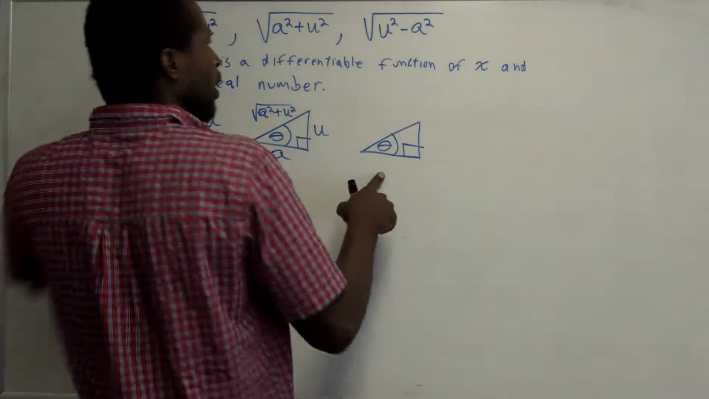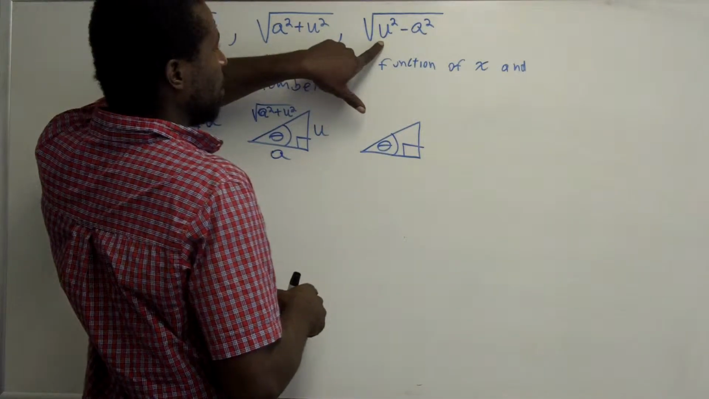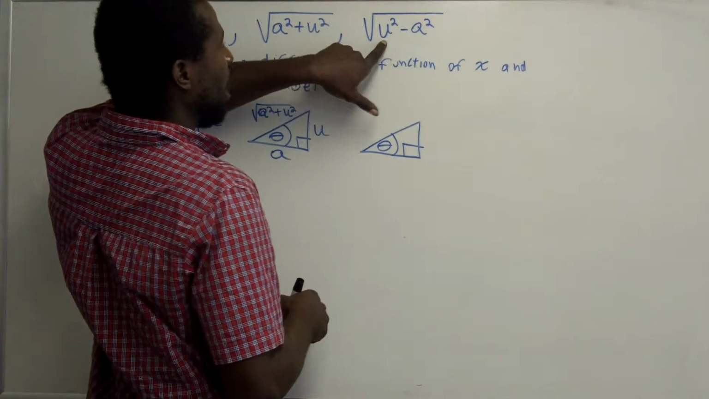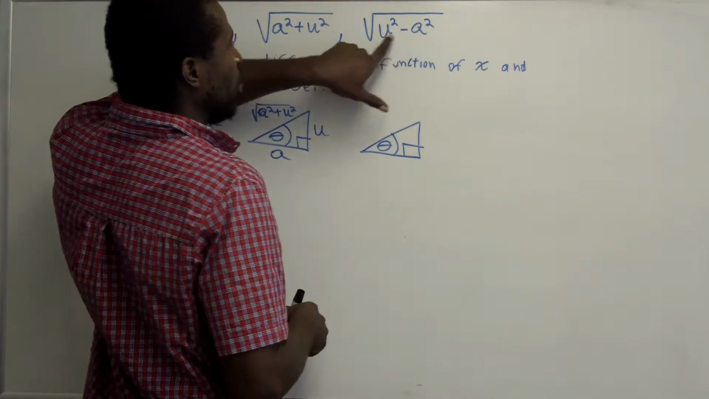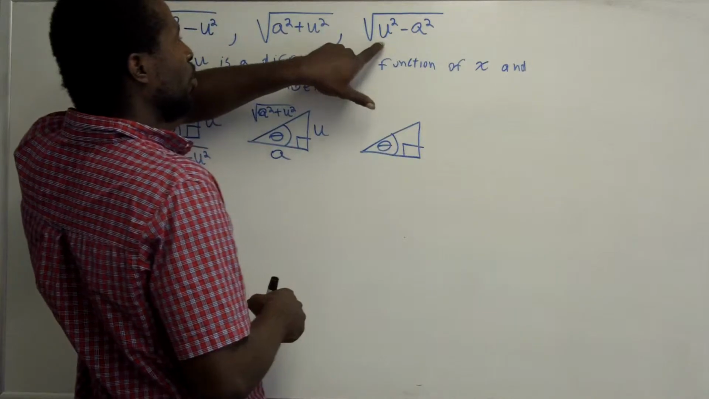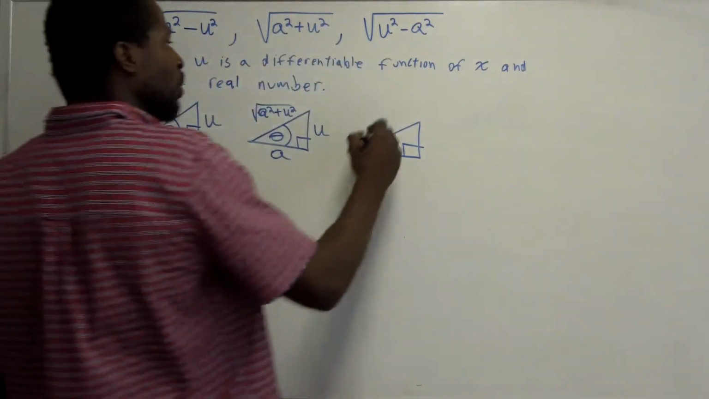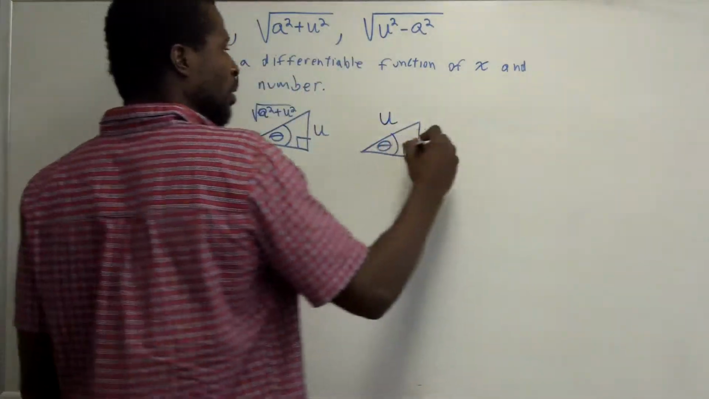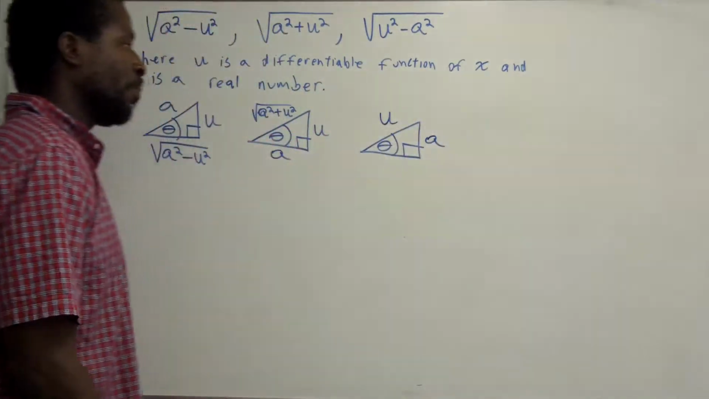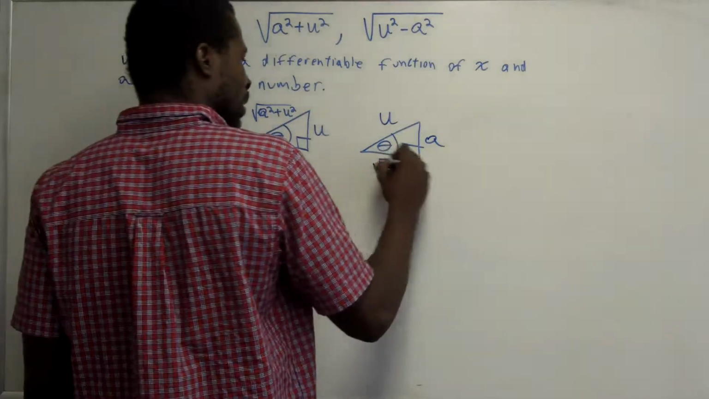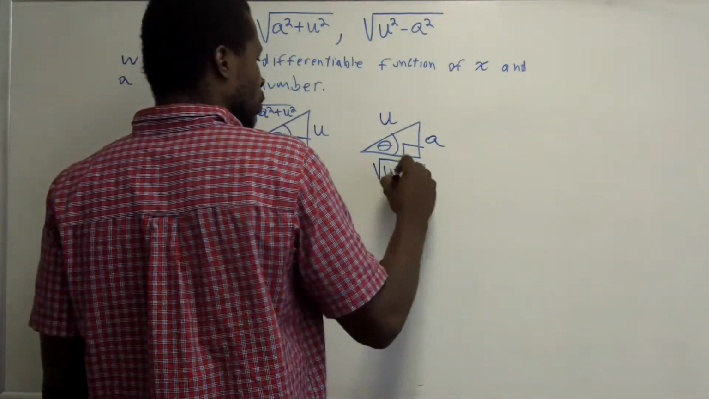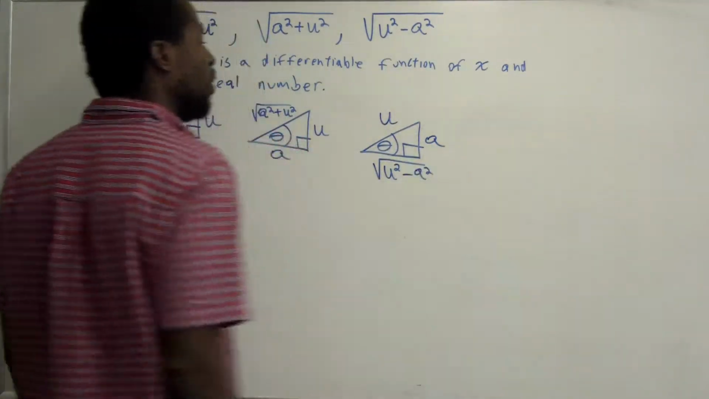And this last triangle, once again, U is going to be the hypotenuse because it's having something subtracted from it. Whenever you're using the Pythagorean theorem, the only thing that's going to have anything subtracted from it is the hypotenuse. So that means U is the hypotenuse, which means one of the legs is A, which means that this leg down here is going to be the square root of U squared minus A squared by the Pythagorean theorem.